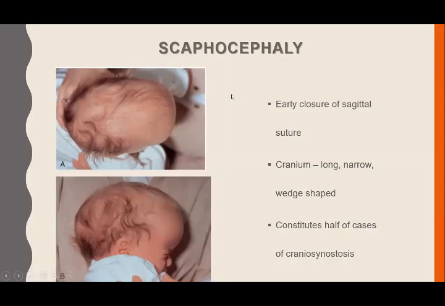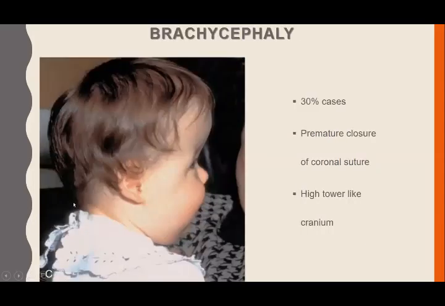ठीक है, अच्छा जी. Now this is another type of deformity. अब इसमें देखिए, the skull is high, tower-like. ठीक है, this occurs because of early closure of coronal suture. Coronal suture, this is the coronal suture, crown-like. This is a suture between the parietal bones and the frontal bone. ये frontal bone इधर, यहाँ parietal bones, the suture between them. 30% cases में ये deformity होती है, high tower like skull कहते हैं, इसको brachycephaly भी कहते हैं.